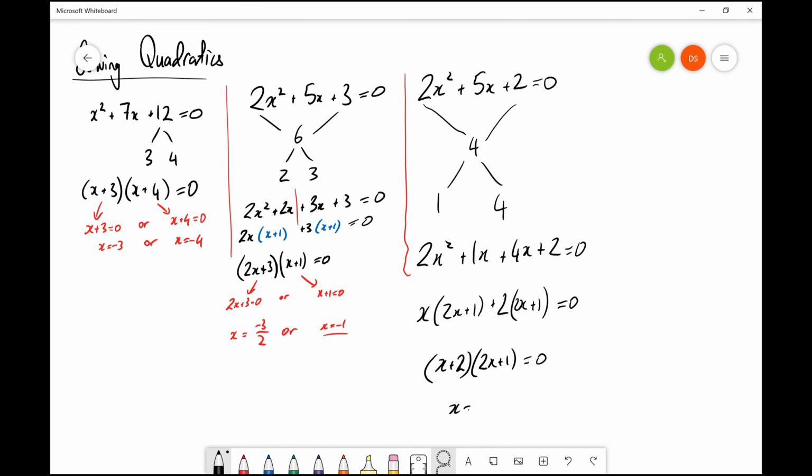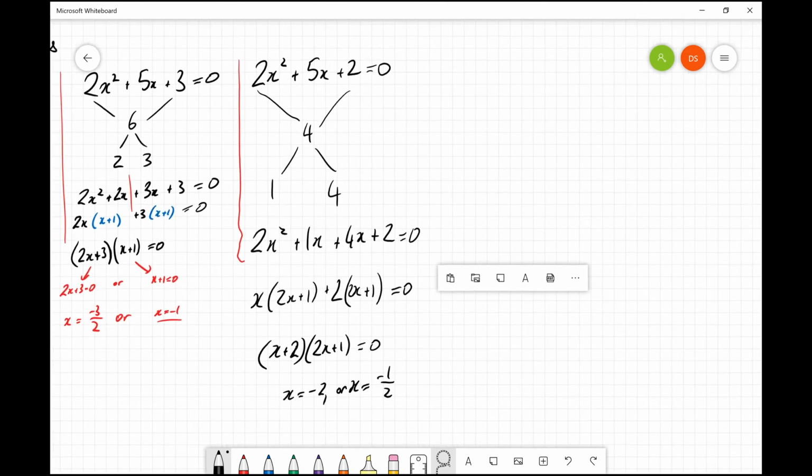And I get my two solutions, x equals negative 2 or x equals negative half. I don't want to go through that point, okay? I change a question a little bit, still works. What about changing a little bit more?